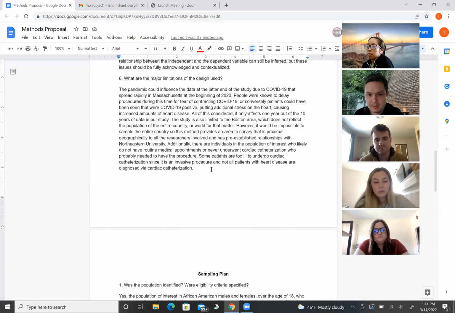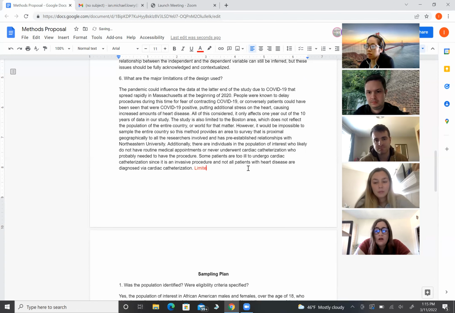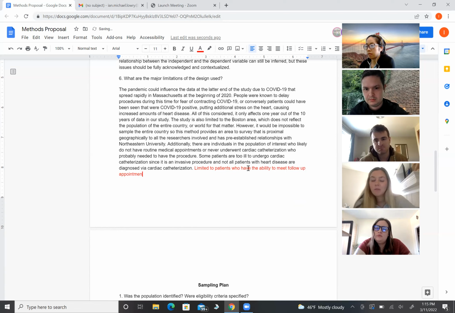Does anyone have anything to add for that part? I mean, you briefly touched on it, but our study is going to be limited to people who have access to healthcare and the ability to receive follow-up appointments. Yeah. And maybe someone was recommended they get cardiac catheterization, but they don't have insurance or they can't afford it. Yeah, insurance, that's a good point. I totally didn't mention that at all. So that would probably rule out certain socioeconomic classes, and maybe immigrants and stuff.